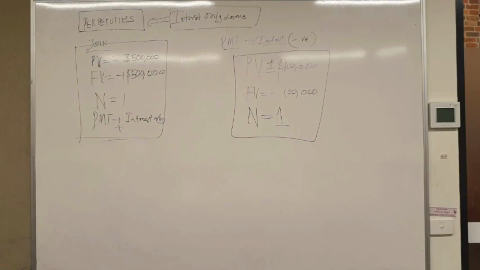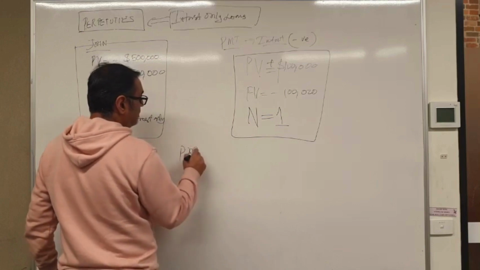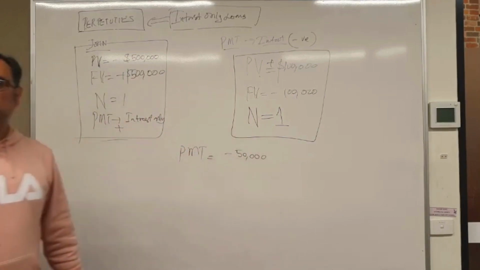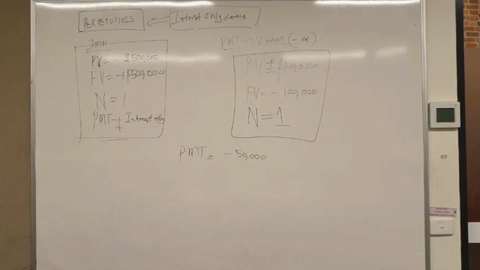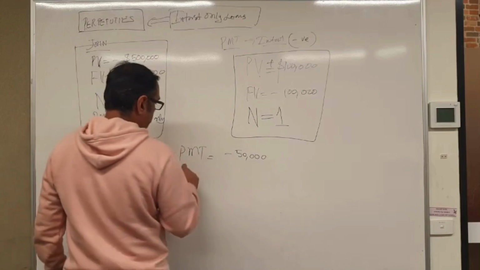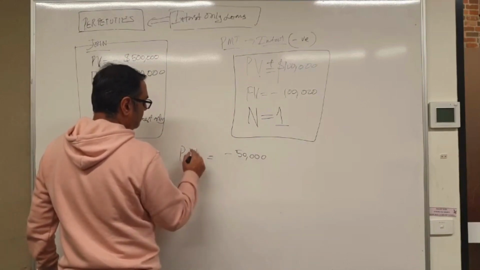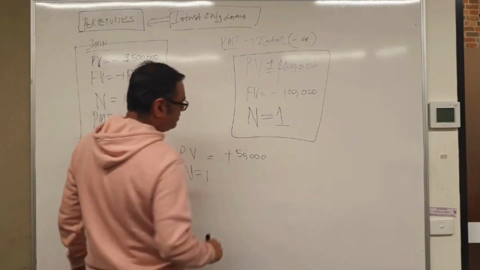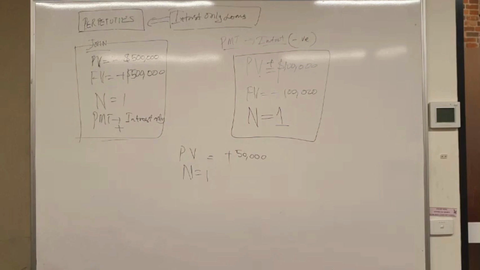So this says Jane borrows $50,000 to buy some shares. So your PV is 50,000, plus or minus borrows, positive. Sorry, I wrote PMT and I wrote negative, my bad. PV positive 50,000. Jane negotiates an interest only loan, that means N equals 1.